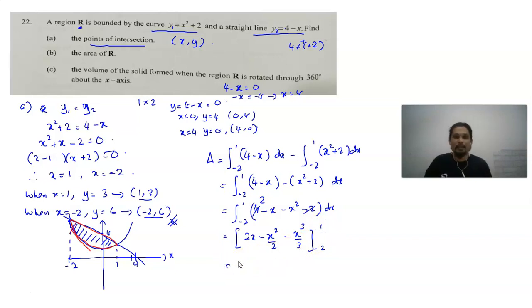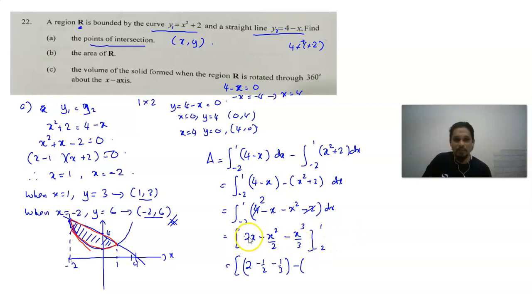Then substitute every single x, first with 1. So 1 times 2 equal to 2. 1 squared is 1, so minus 1 over 2. 1 cubed is 1, then minus 1 over 3. Minus, now it's time for negative 2.